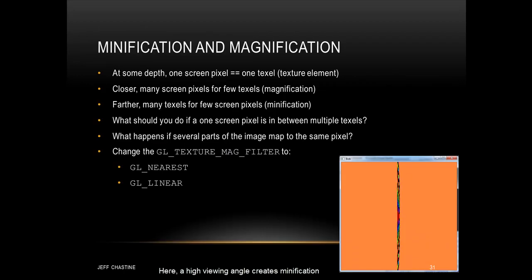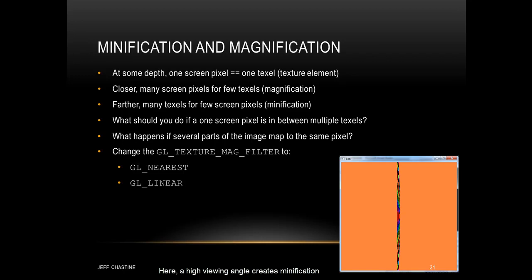Another thing that we need to talk about with regard to texture mapping is the problem of minification and magnification. Now realize that at some depth and some angle, we have a perfect match. We have one screen pixel to one texel, and a texel is just another name for a texture element. However, as we get closer to that geometry, we're going to have several screen pixels for only a handful of texels, and that situation is called magnification. Now conversely, the further away from that geometry we get, we're going to have several texels for only a few screen pixels. And we call that problem minification.